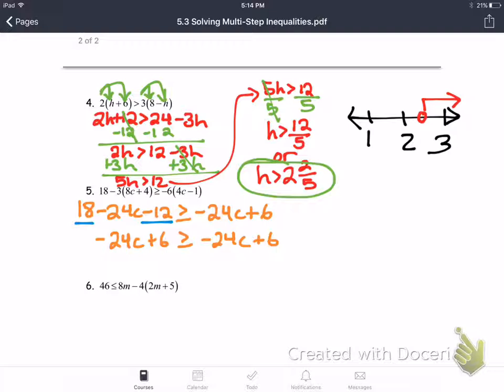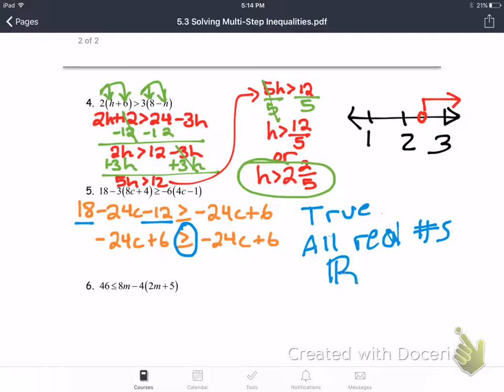Now, you have to look very closely at this. Is the left side greater than or equal to the right side? It's obviously not greater than, but it is equal to. Therefore, since it is equal to, that is a true statement, which means that my solutions are all real numbers. If you remember what the symbol was, it is R.